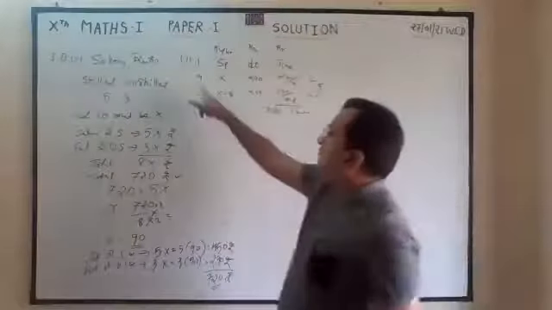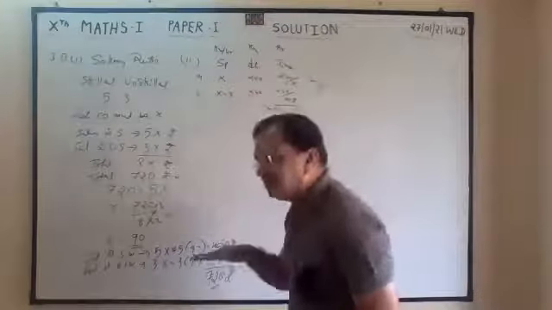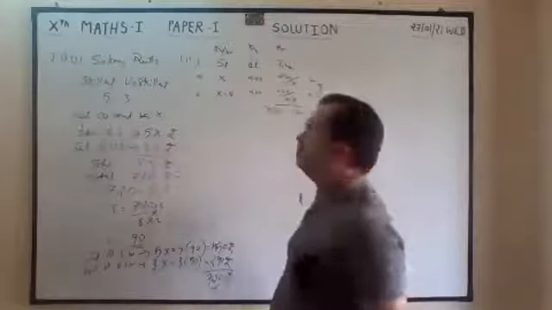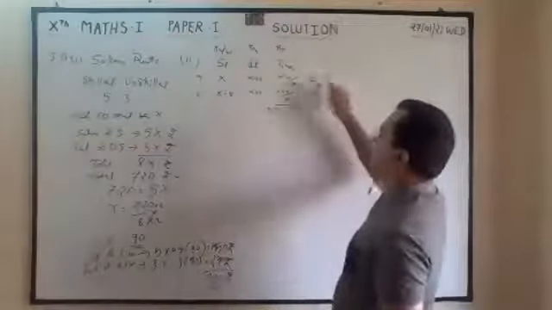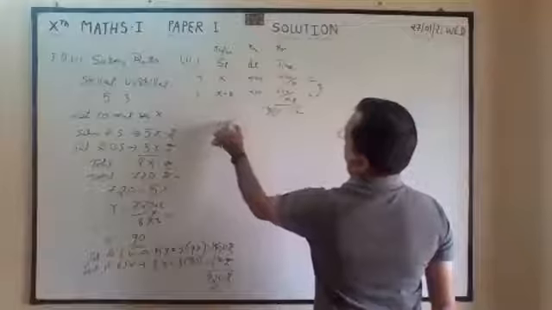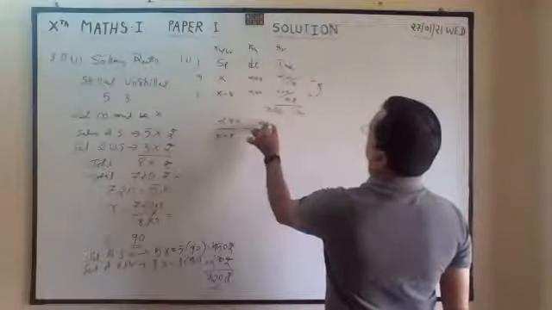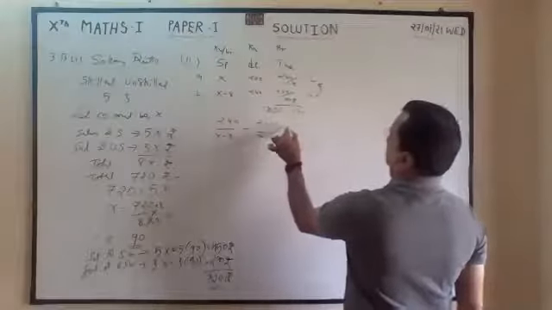So when speed is more, time is less. When speed is less, it will take more time. So from more time to less time, they have given 1 hour difference. So 240 by x minus 8 minus 240 by x is equal to 1.